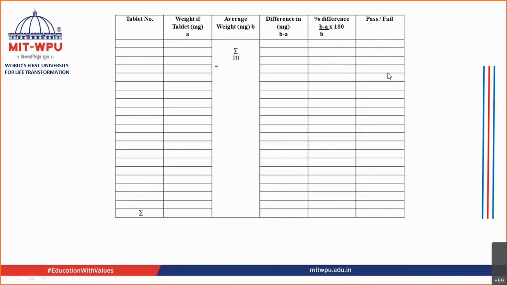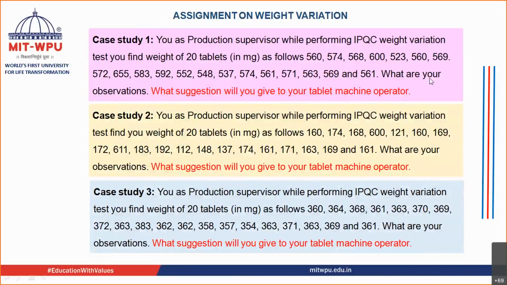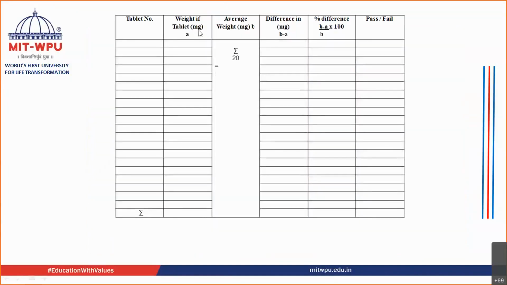And then finally, you have to see what your observations are, and then you have to give some suggestions to your machine operator. What suggestions you are going to give him, you have to write down with the help of the calculation. This you can do with the help of your Excel sheet also. I don't have any problem. If you have been taught about Excel in your first year, use your Excel sheet and you can prepare this table also. I don't have any problem.